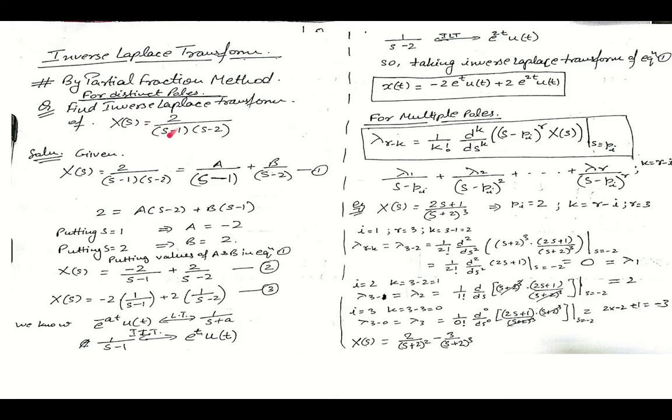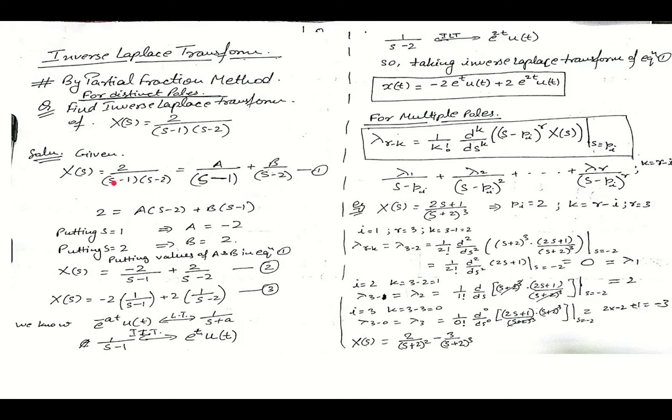X(s) is equal to 2 upon (s minus 1)(s minus 2). So we have two poles, one at s is equal to 1 and the other at s is equal to 2. So if we want to calculate the inverse Laplace transform, firstly we will have to find the partial fraction of this term. X(s) is equal to 2 upon (s minus 1)(s minus 2). That we can write as A upon s minus 1 plus B upon s minus 2.